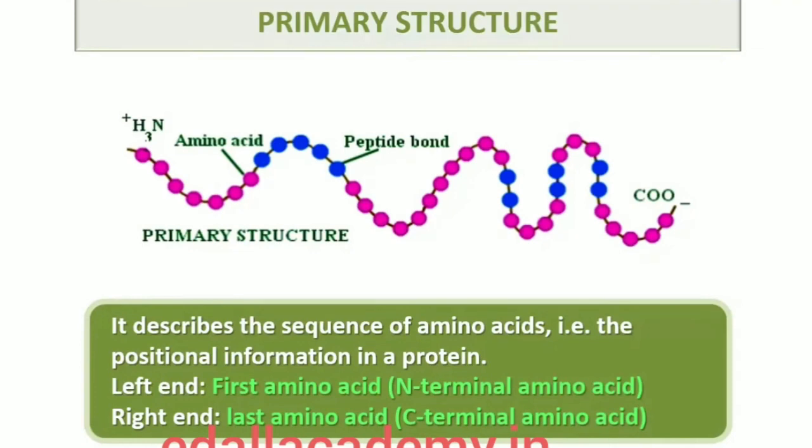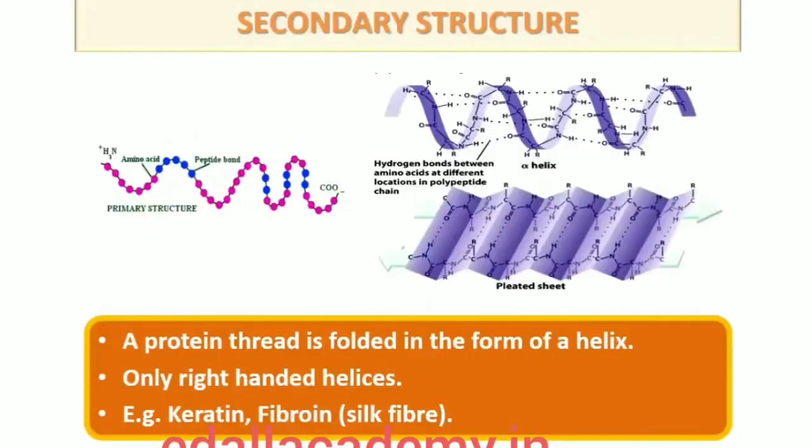First one is the primary structure of protein. The sequence of amino acids, for example the positional information in a protein, which is the first amino acid, which is second, and so on, is called the primary structure of protein. A protein is imagined as a line, the left end represented by the first amino acid and the right end represented by the last amino acid. The first amino acid is also called the N-terminal amino acid. The last amino acid is called the C-terminal amino acid. It is followed by the secondary structure.